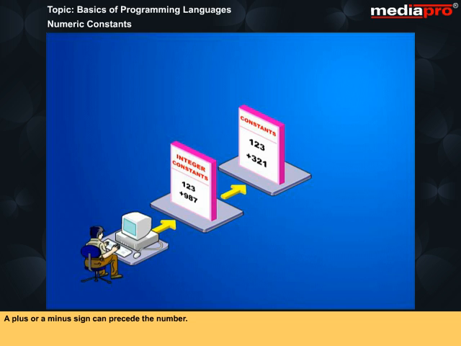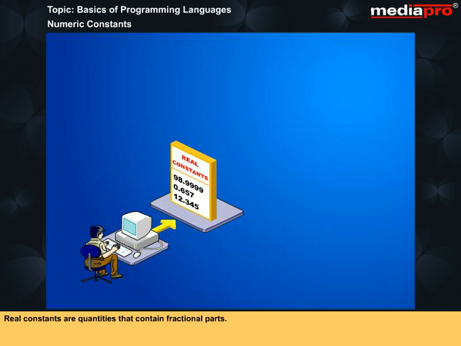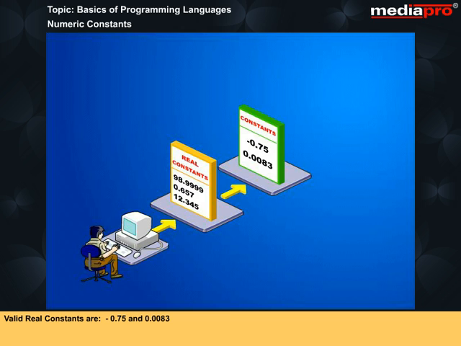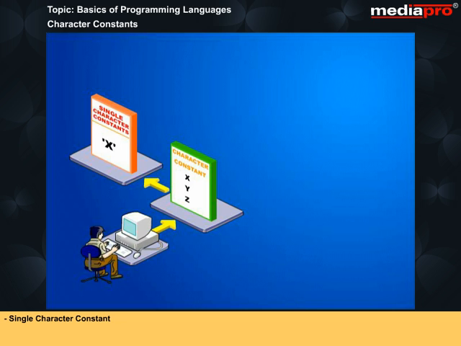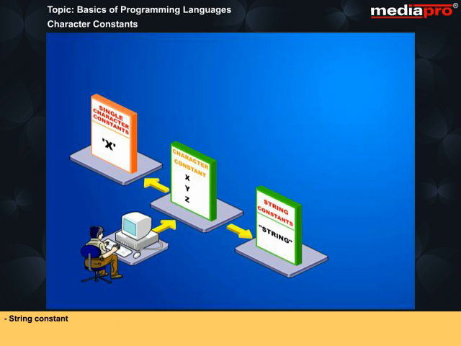A plus or a minus sign can precede the number. Embedded spaces, commas, and non-digit characters are not permitted between digits. Invalid integer constants are 12_32 and 20,000. Real constants are quantities that contain fractional parts. Valid real constants are -0.75 and 0.0083. Character constants could be single character constant or string constant.